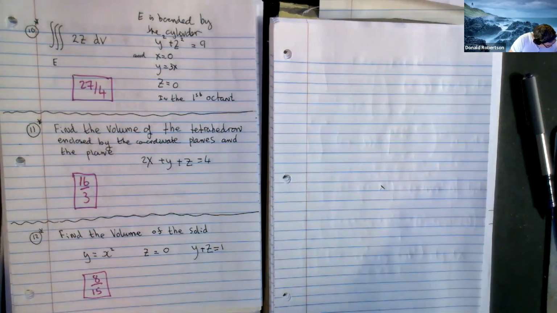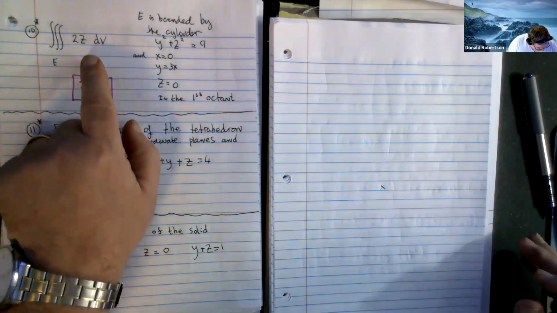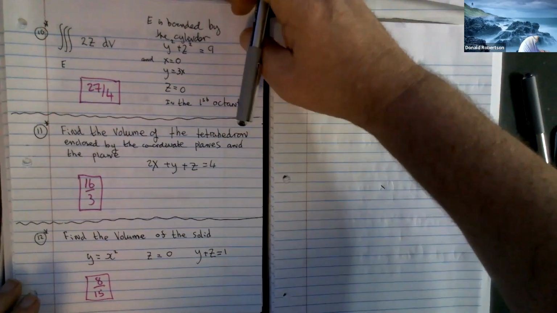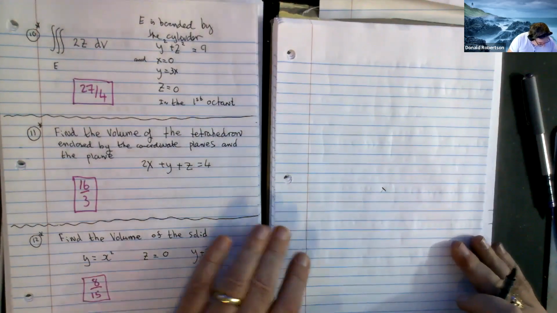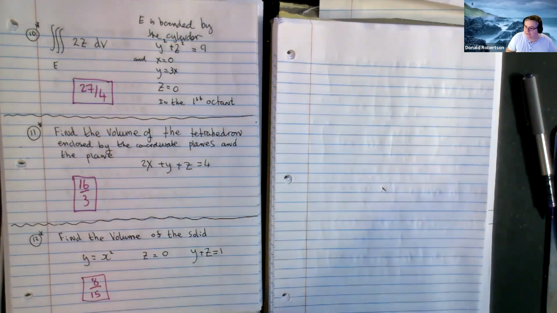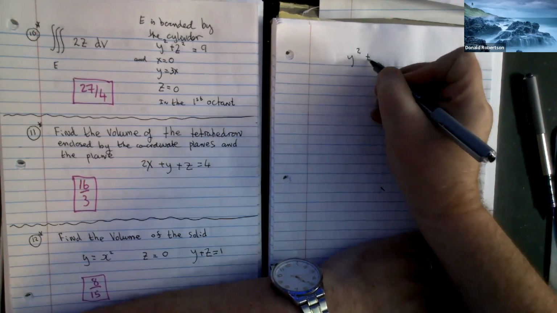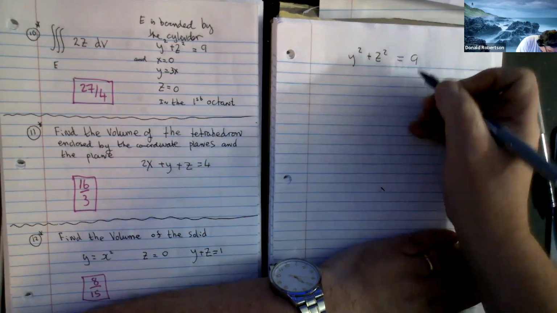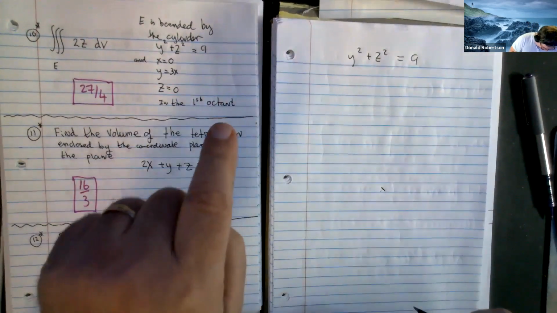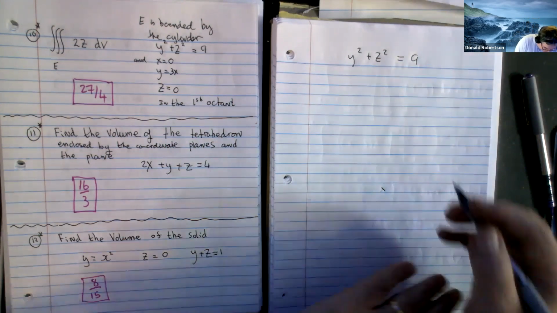Now, I believe the next question, let's get my notes set up for it. Here we go. Is this one. Yeah, so this is the last version of a triple integral, right? Just a triple integral for whatever reason. So E is bounded by this cylinder. And a whole load of other stuff. And it's in the first octant, right? So there's a lot of stuff going on here.